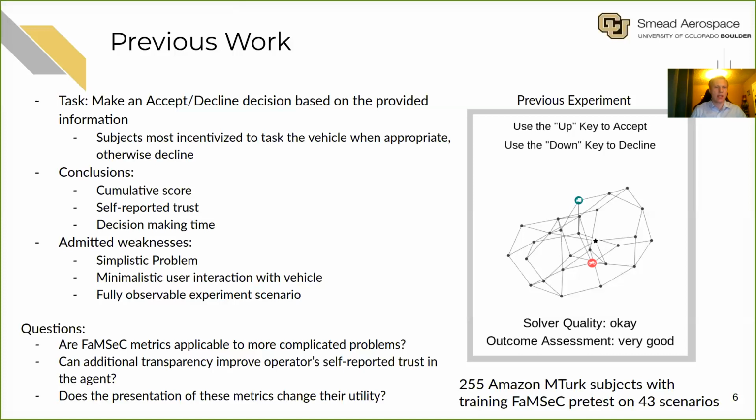So the questions we're left with here are: are FaMSeC metrics applicable to more complicated problems? Can additional transparency improve operators' self-reported trust in the agent? If we provide justification for where outcome assessment and solver quality come from, will self-reported trust improve? And does the presentation of these metrics change their utility?